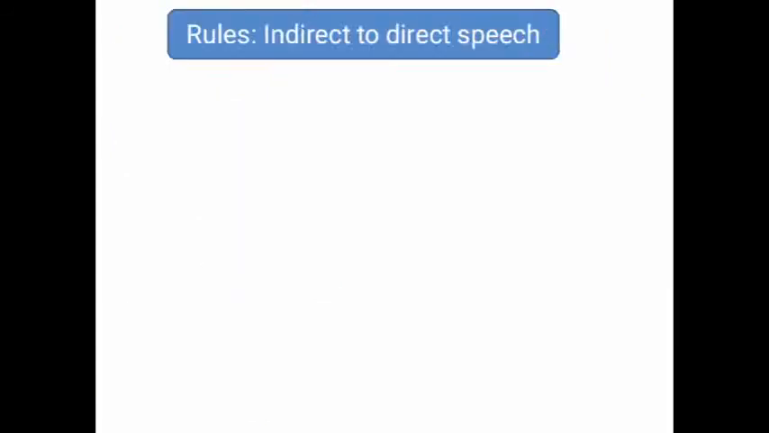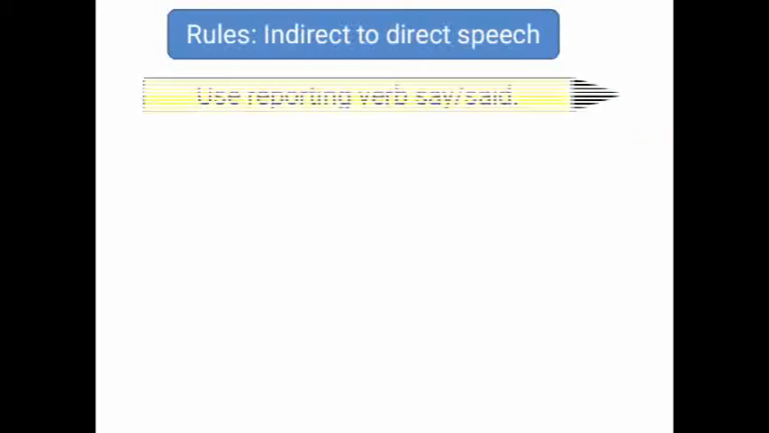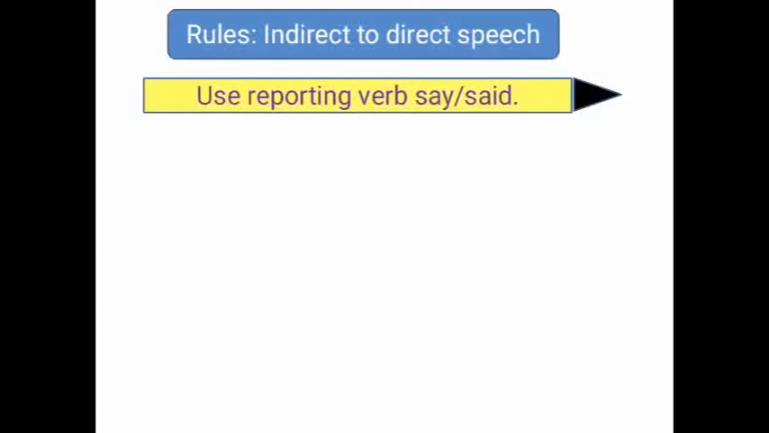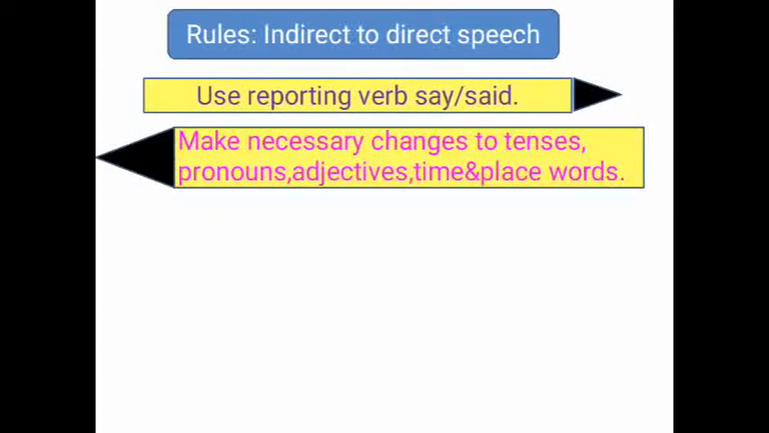Now, rules for indirect to direct speech. Till now you have learned the rules for conversion of direct to indirect speech. Now let's learn the rules for conversion of indirect to direct speech. Use reporting verbs say or said. Make necessary changes to tenses, pronouns, adjectives, time and place words. So the opposite, the vice versa. What we have done for direct to indirect speech, we have to now convert the tenses and the pronouns and the adjectives in the opposite manner.